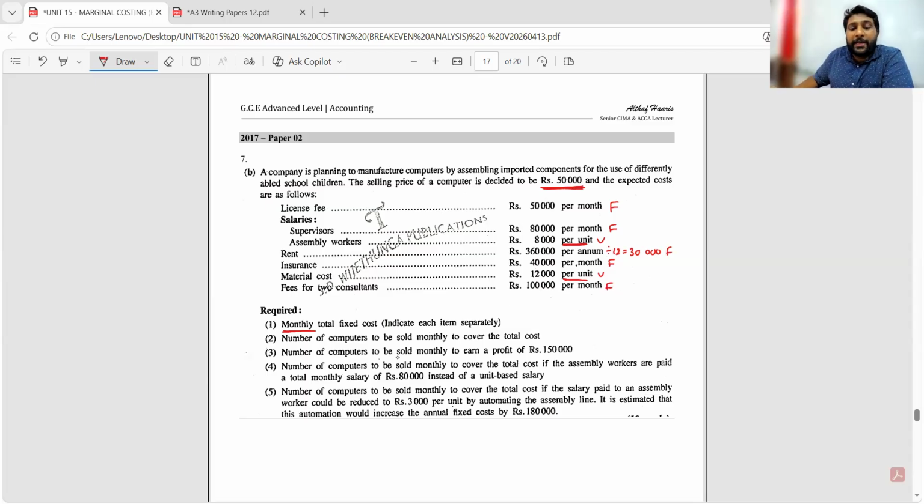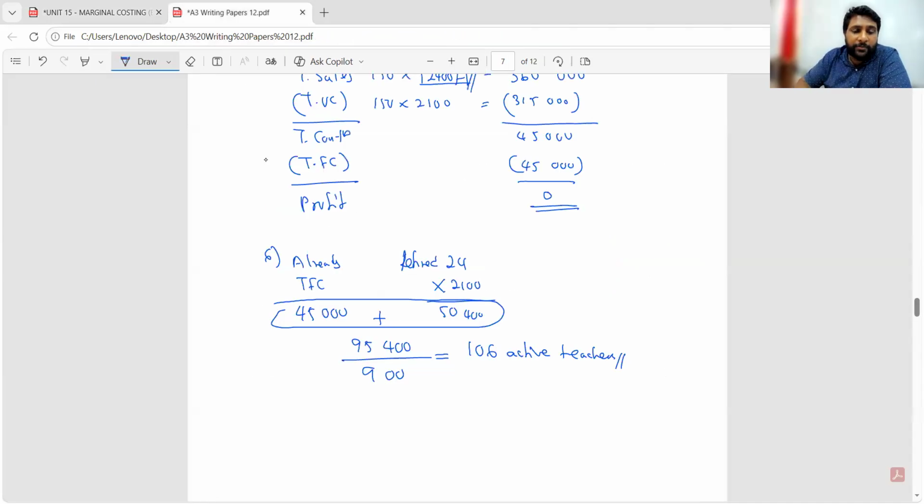People, here they are asking us to indicate each item separately. Yeah, so we have to write it and show. We have to write it and show. One by one, we'll write it.